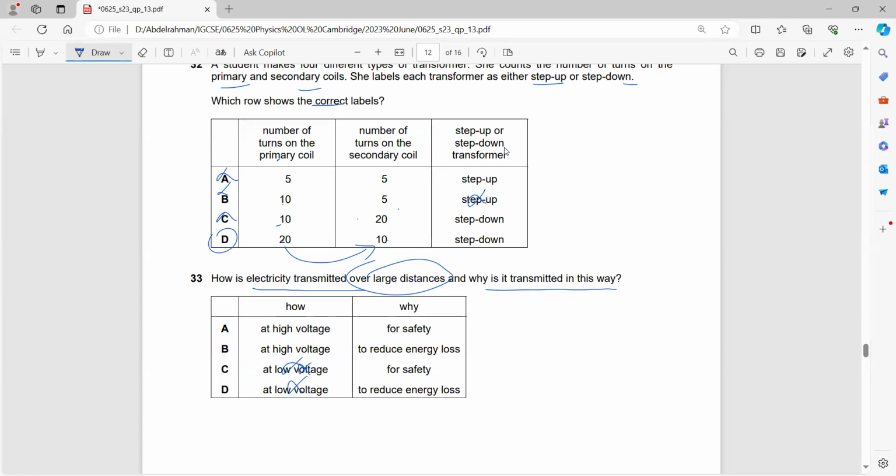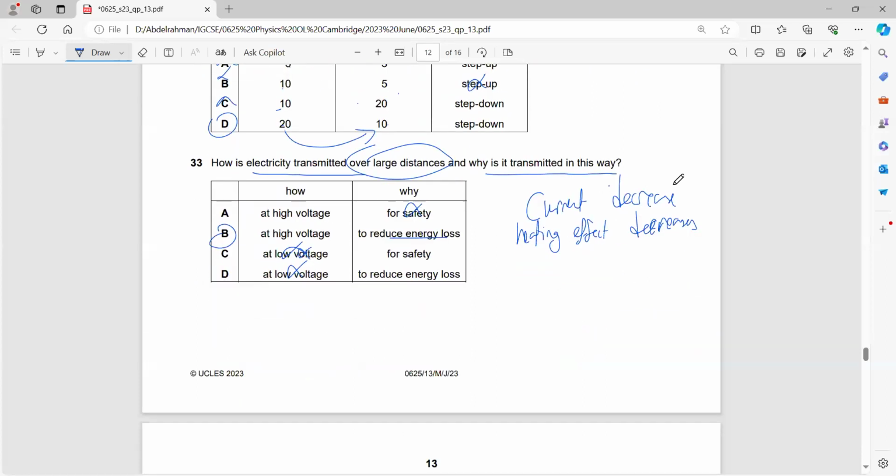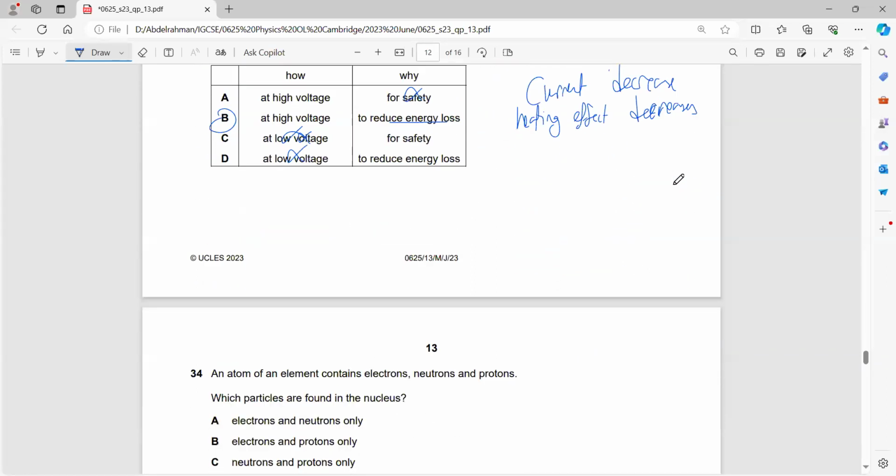Why do I increase the voltage? For safety? No, it's actually more dangerous when you increase the voltage. We increase the voltage to reduce the energy lost. Why? Because when the voltage increases, what happens to the current? The current decreases, and when the current decreases, the heating effect in the wires decreases as well. When the heating effect decreases, it's better for the energy lost. You decrease the amount of energy lost.